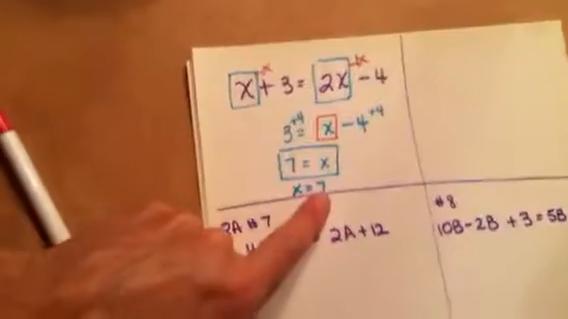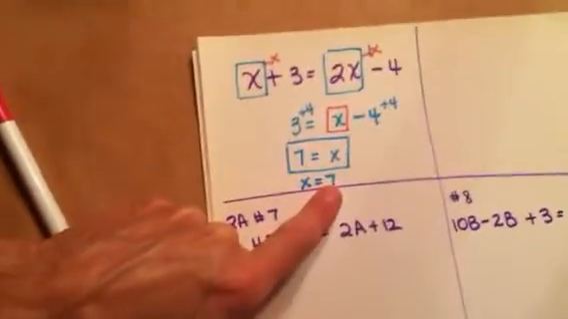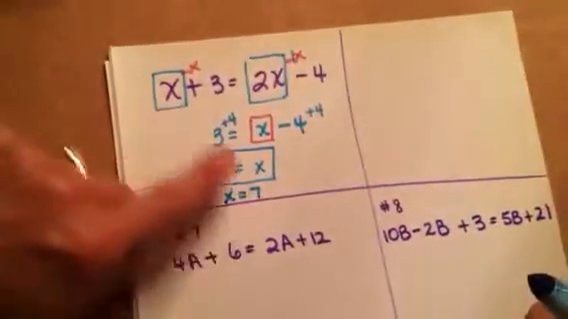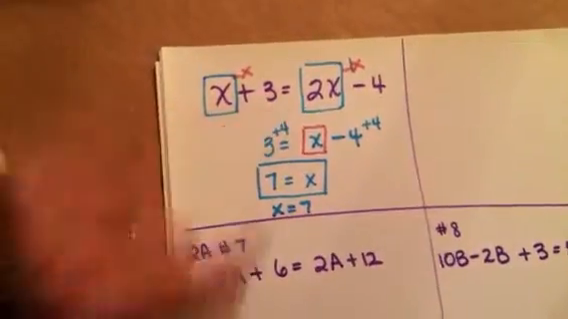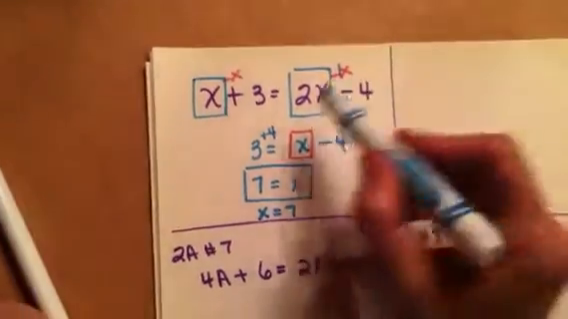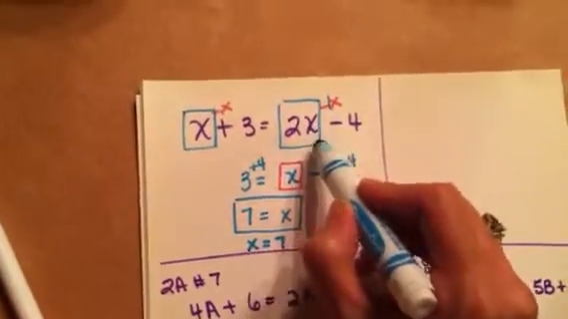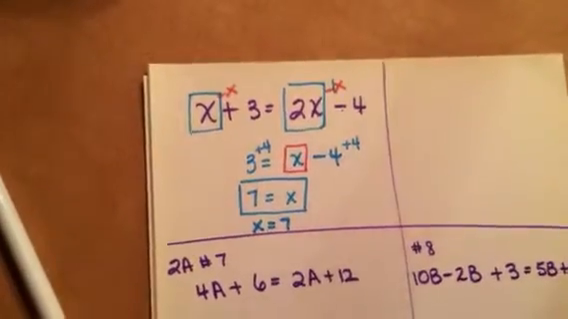And you can always check your answers on the solutions. But if you're worried, you can check it. You can plug it right back in here. If you take this 7 and plug it in right there, do you see you would get 7 plus 3? That would give you 10. Now put your 7 in right here. That means 2 times 7. That's 14. 14 minus 4, hey, it's 10. So both sides are the same.